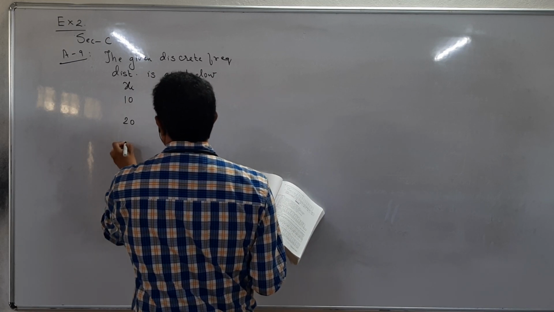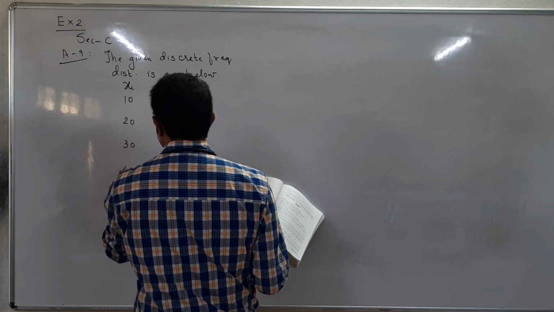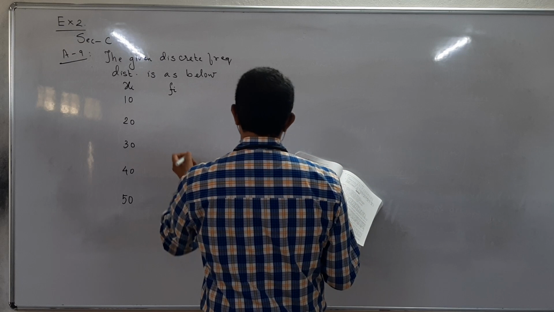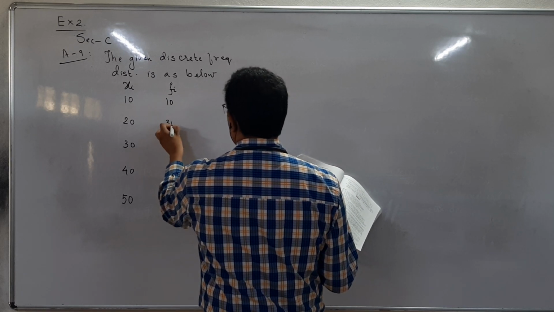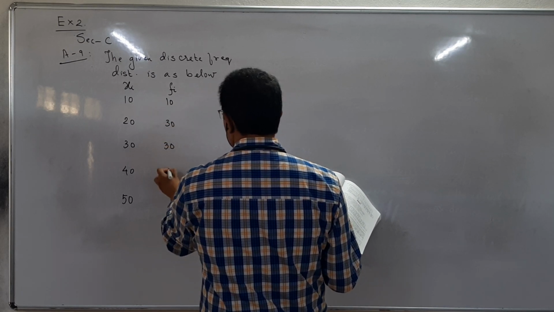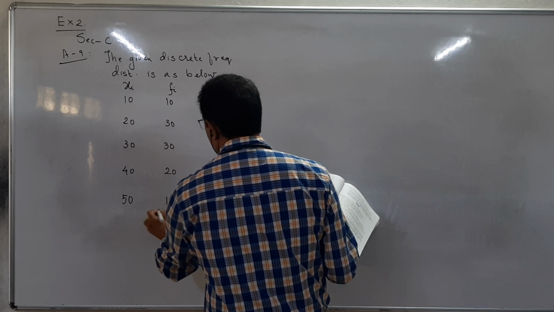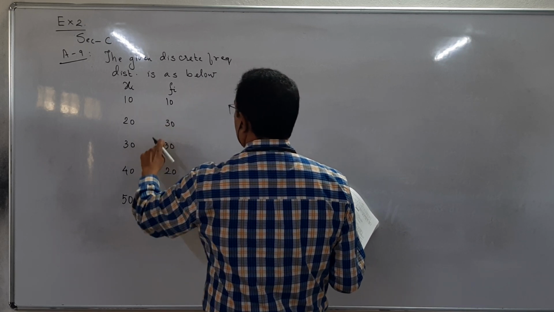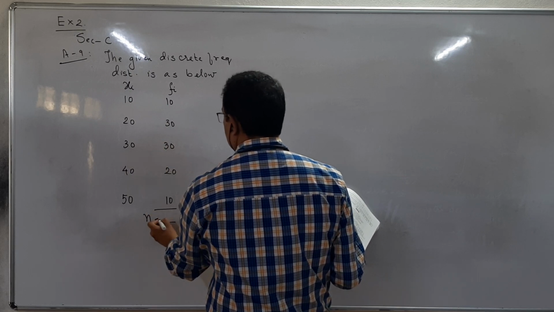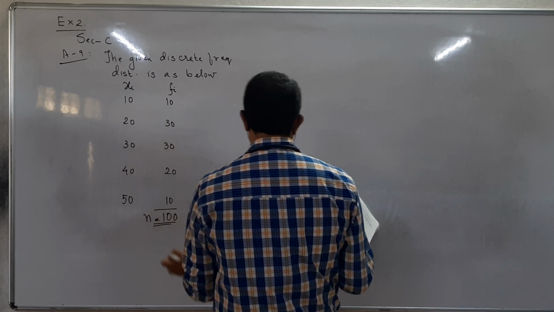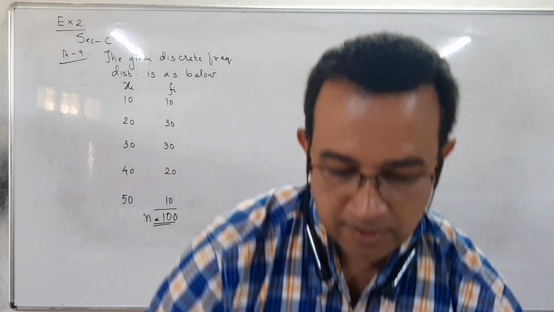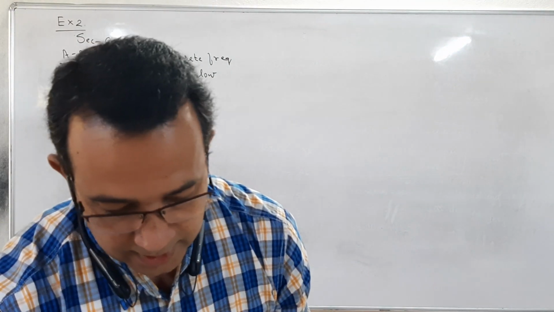10, 20, 30, 40, 50. Frequencies are 10, 30, 30, 20, 10. If I total, then 40 plus 30, 70 and 30, 100. So total of fi, students, is 100. Okay, now students pay attention.